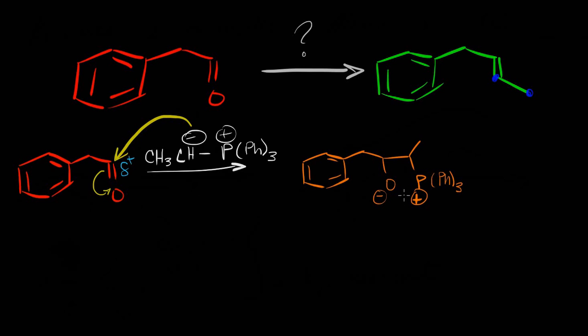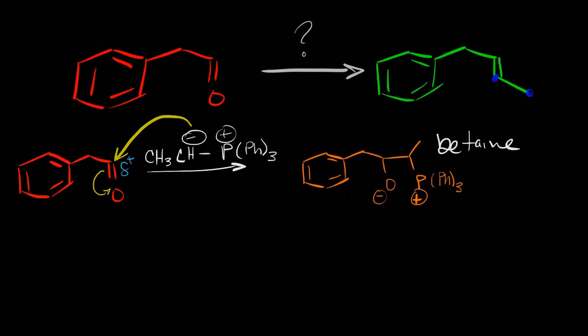And we actually do have a word for this one. It is called a betaine. Let me spell that for you. Betaine. And the definition for this is two opposing charges, like the ylid, but they're separated by two atoms. So in this case, we have two carbon groups separating an O minus and a P plus.